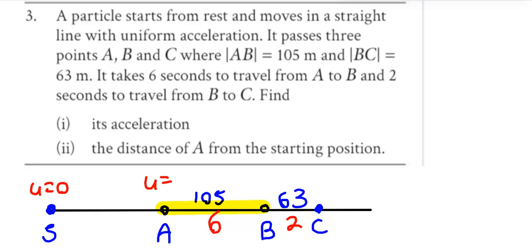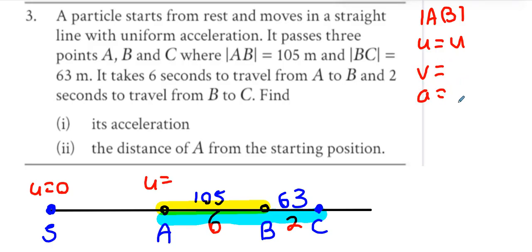Now here we go. Let's start off with A to B. What's your U value? Do we know it? Call it U. What's your V value? Do we know it? Don't worry about it. What's your A value? A. What's your S value? Yeah. What's your T value? 6. Grand. Not much info there, is there? Okay. Next one.